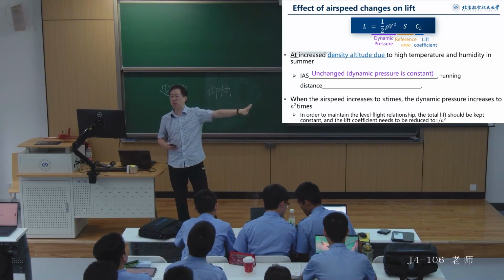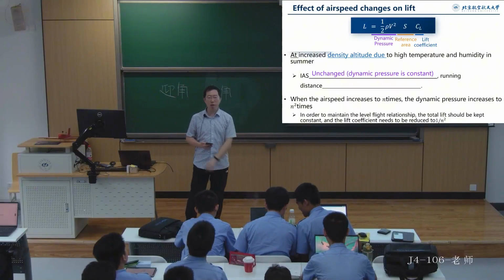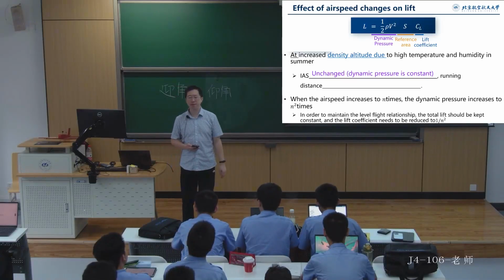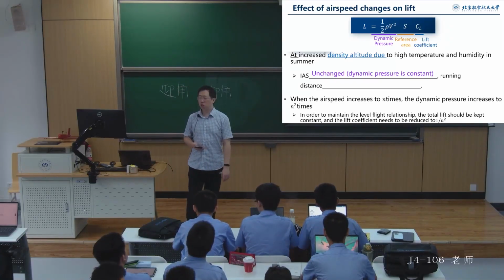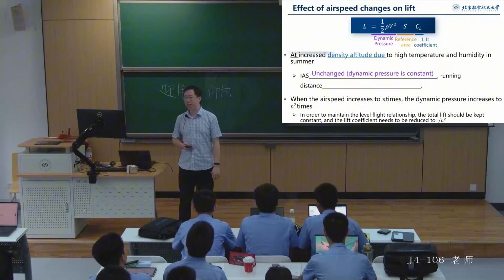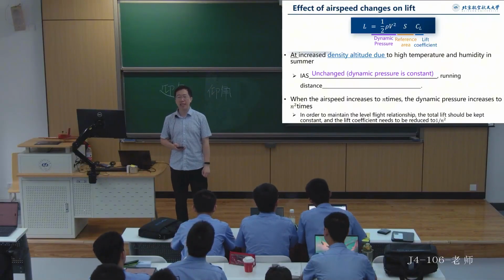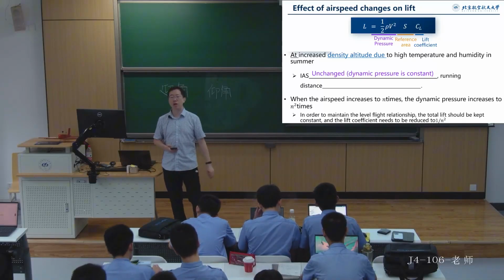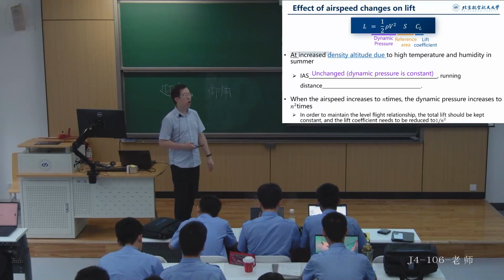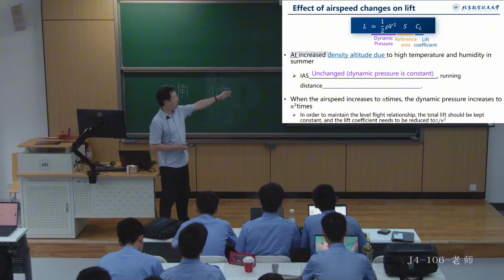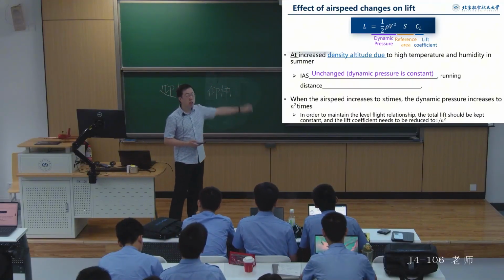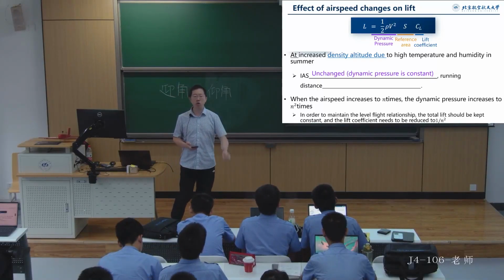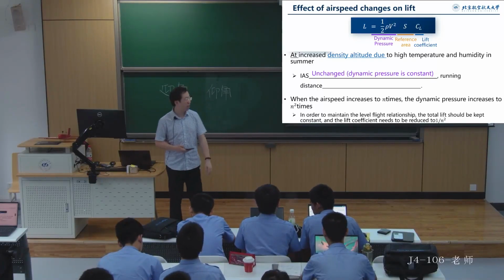At this point, how should the aircraft's takeoff distance be? The aircraft's takeoff distance should increase, right? Because you need to accelerate to a higher speed. Naturally, you will need a longer takeoff distance. This is an important impact on our takeoff performance when analyzing changes in density altitude.